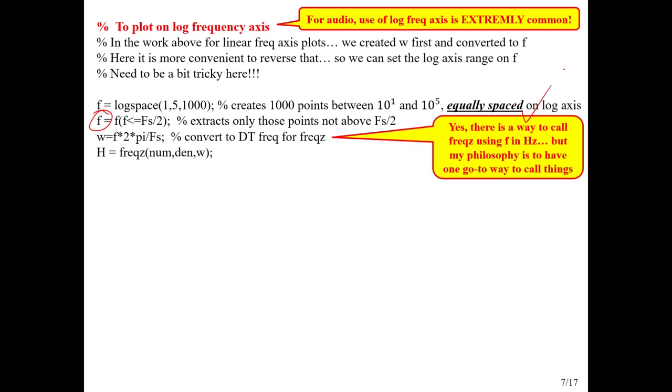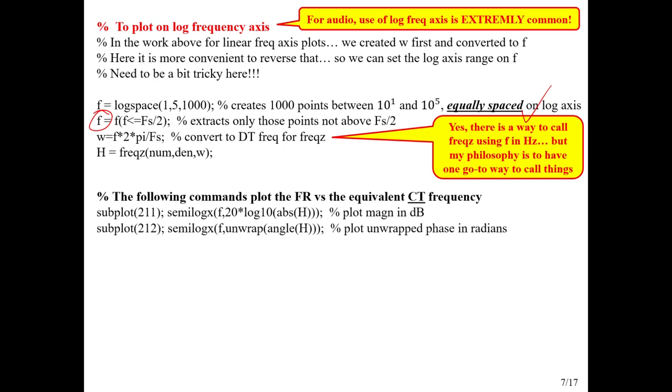So now I can do that. And here, yes, there is some built-in way to call freqz using f in Hertz, but I don't remember how to do that. My philosophy is have one way to call freqz and always call it that way unless I absolutely have to go figure out an alternate way. So now I'm going to plot it. And since I want to put this on a log frequency axis, I'm going to use semilogx. And now I have my f vector.